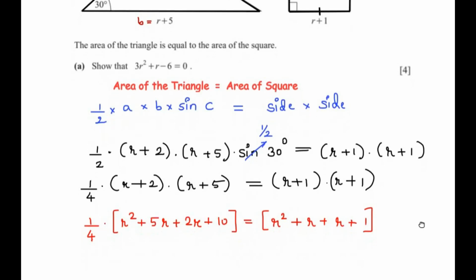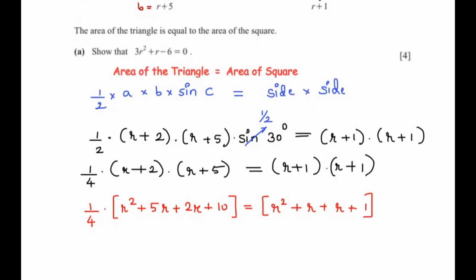So here we have written 1/4 times. Now r times r gives us r². r times 5 gives us 5r. 2 times r is 2r. And 2 times 5 is 10. Is equal to, now same thing over here. r times r is r². r times 1 is r. Plus 1 times r is plus r. And 1 times 1 is 1.